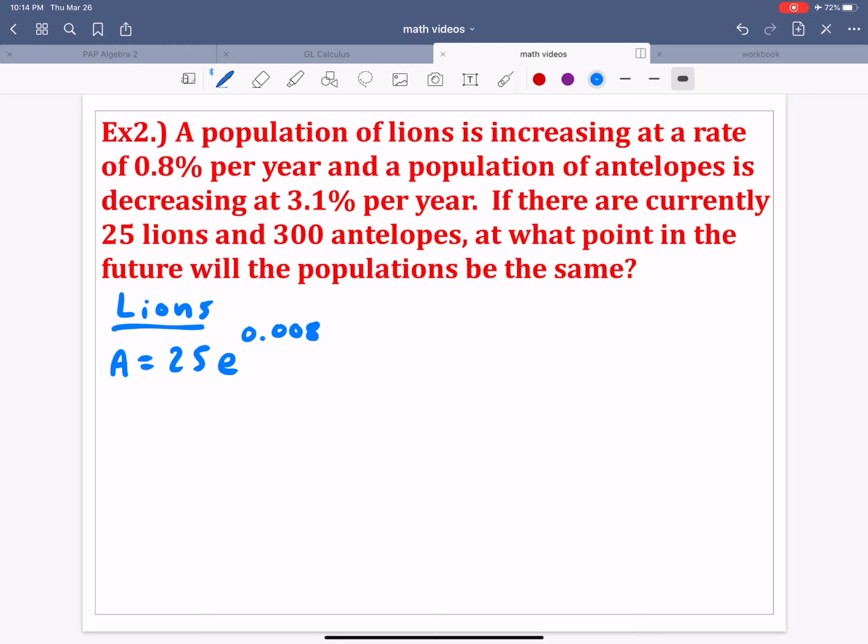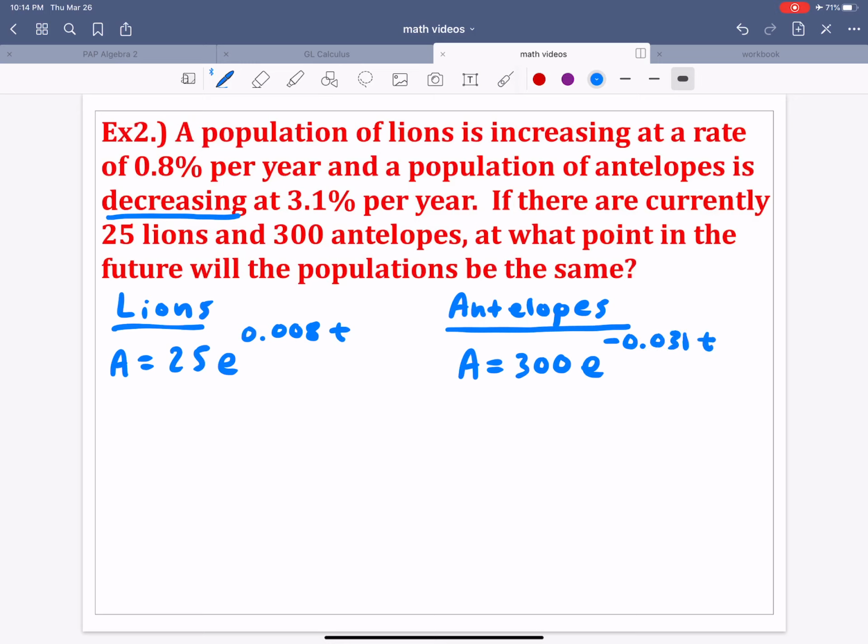And again, we don't know the amount of time that we're looking at. Okay, so then let's write another equation for the antelopes. So we have A, the future value. We don't know what the future value is because we don't know the time. But we know we're starting with 300, e to the decreasing. So remember when we talked about this, the rate should be negative. So negative 0.031 times t.